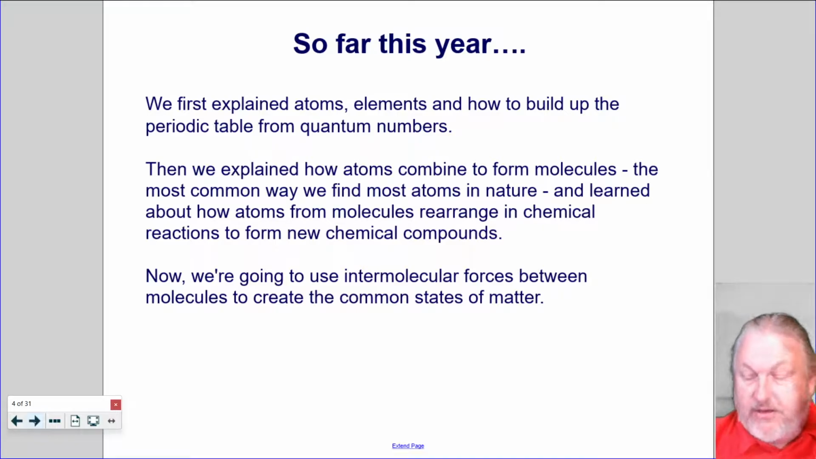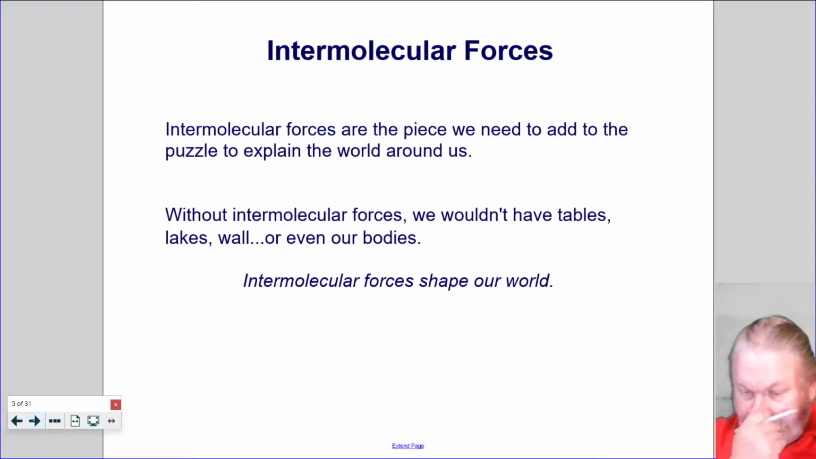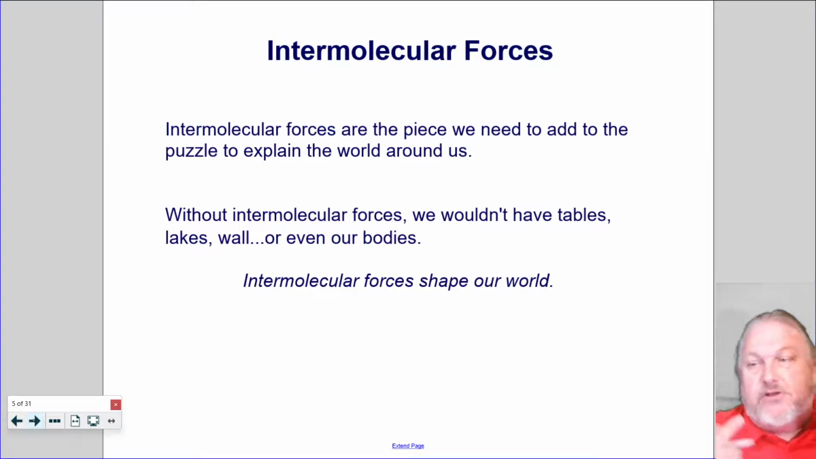Now we're going to study these intermolecular forces that occur between molecules to create the common states of matter. So intermolecular forces are the pieces we need to add to the puzzle to explain the world, right? To explain stuff. Without these intermolecular forces, you wouldn't have tables, a lake, the ocean, walls, even us. So these intermolecular forces are important, and they shape the world as we know it.